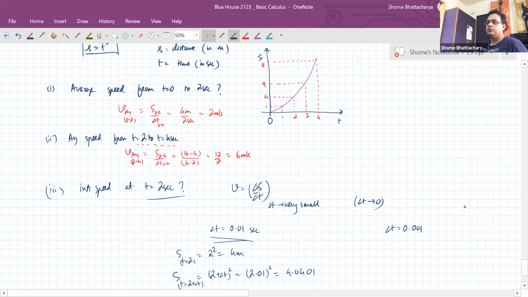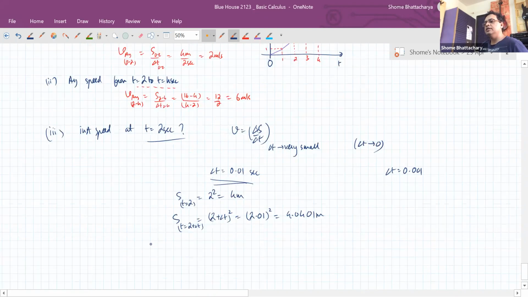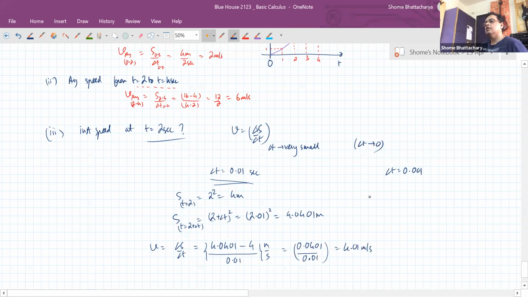Yes, sir. Okay, meters. So now according to this, what should be the instantaneous speed? It should be delta s by delta t. So it should be 4.0401 minus 4 divided by 0.01, in meters divided by seconds. So it is 0.0401 divided by 0.01. So that is nothing but 4.01 meters per second.